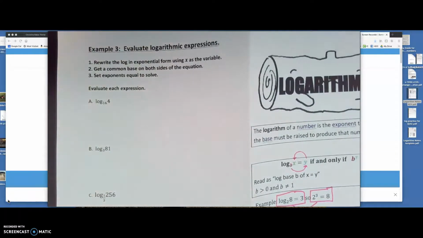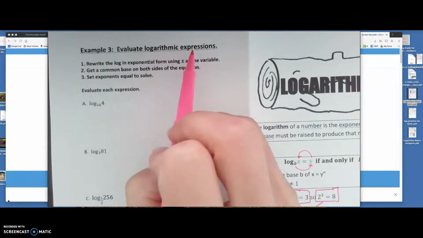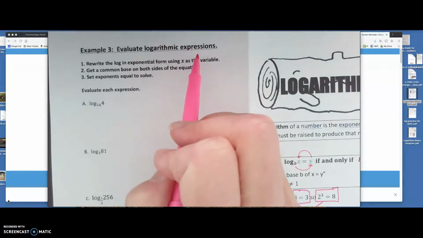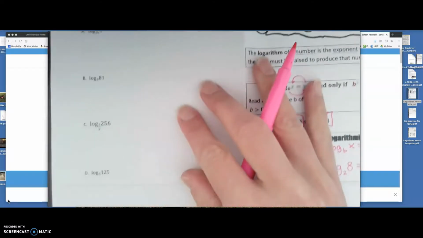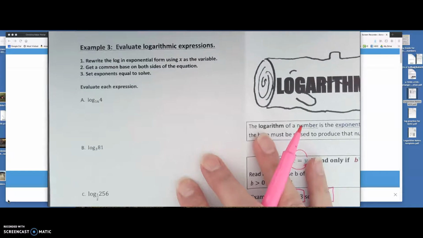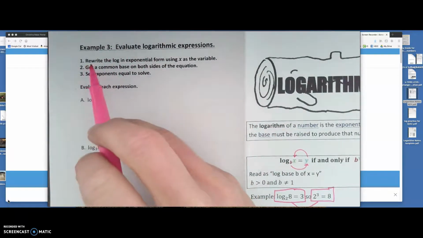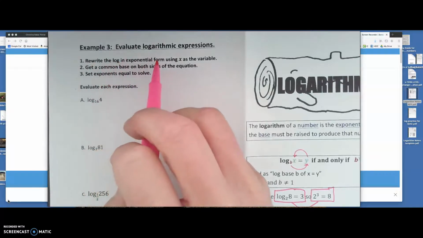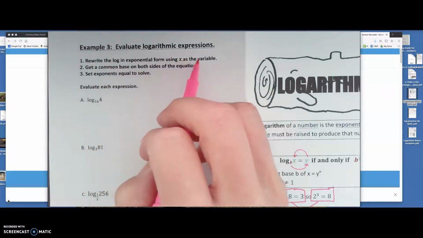Okay, example 3. It says, evaluate logarithmic expressions. So an expression means it's not an equation. There's no equal sign. So you can see it below. There's no equal signs. So I give you 3 steps. You should follow them. Number 1 says, rewrite the log in exponential form using x as the variable.